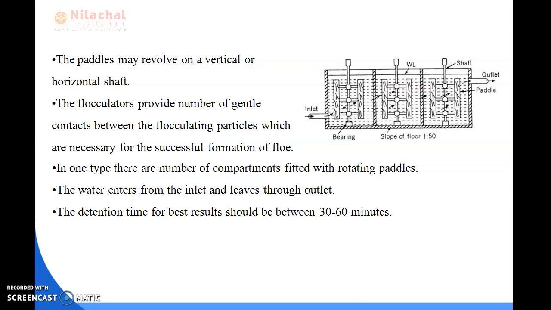And in one type there are a number of compartments fitted with rotating paddles, and the water enters at the inlet part and leaves through the outlet part. In flocculators, the detention time is between 30 to 60 minutes.